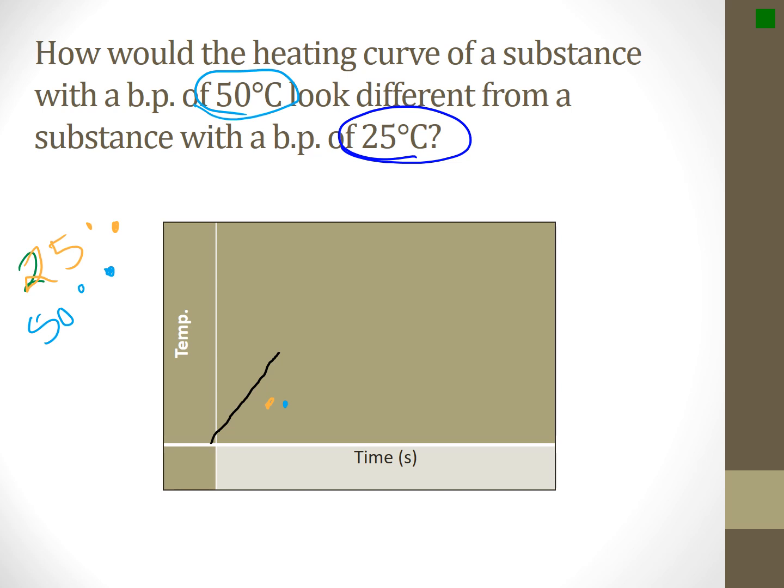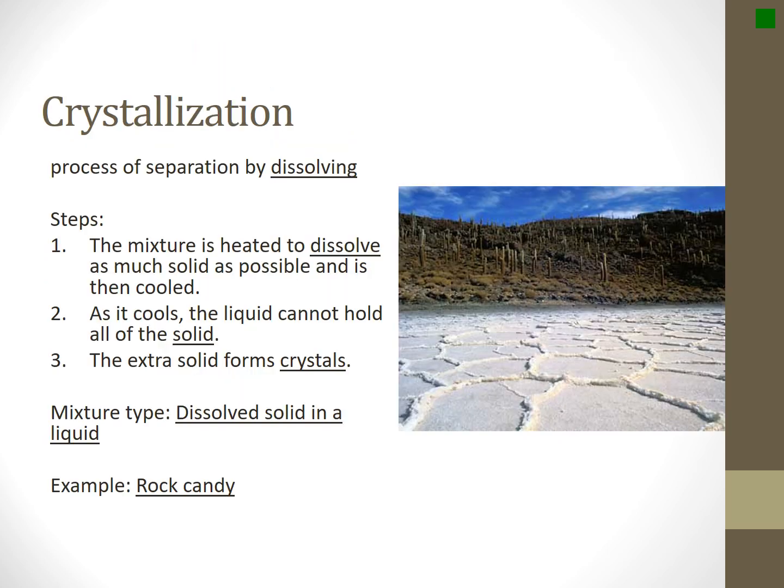But as soon as I hit that 25-degree mark, right here, that one is going to start to separate and become a gas. And I will be left with the blue still heating up until it hits that 50 mark. At 50 degrees, it too will undergo the phase change of going into a gas, and it will start leveling off as far as temperature goes because it's being converted into a gas.